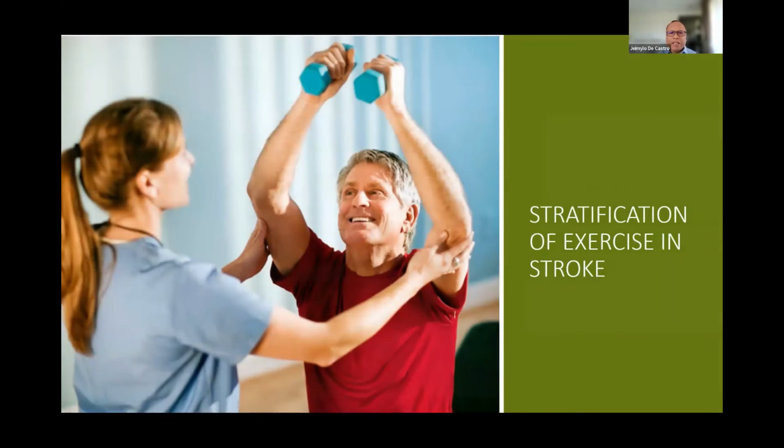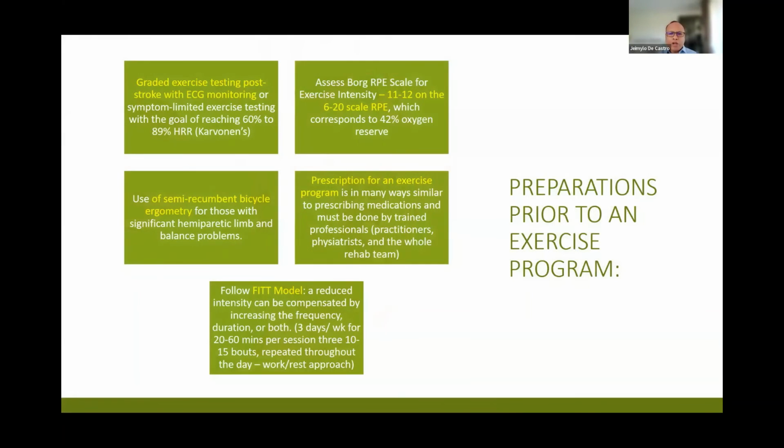Okay, so stratification of exercise and stroke. We have phases of exercise. Prior to an exercise, it is very important to do a graded exercise testing if it is available. But in the absence of a graded exercise testing, you can just use the Borg rate of perceived exertion and use the 6-20 scale, because there's a shorter one. And then 11 to 12 would be your target. So it's almost like hard to moderately hard, something like that. And it corresponds to 42% oxygen reserve.